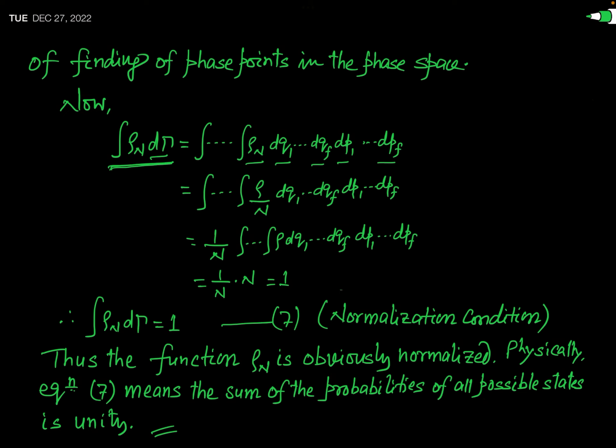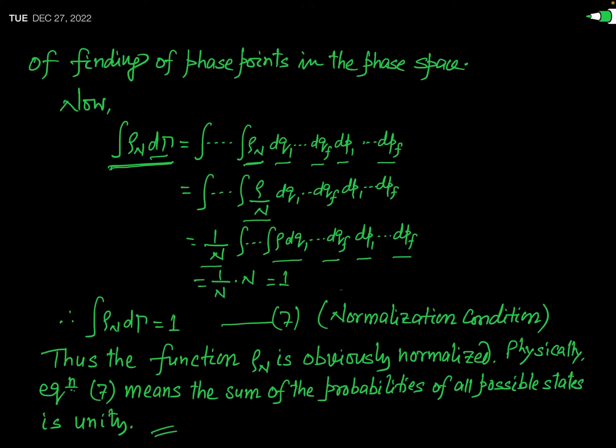Now, as you have seen, this normalized distribution function rho n is defined as rho divided by N, where N is the total number of phase points in the phase space. So it is a constant factor, and we can take it outside of the integral. So this result can be written as 1 over N times the integral over all space of rho dq1 and so on up to dqf, dp1 up to dpf.